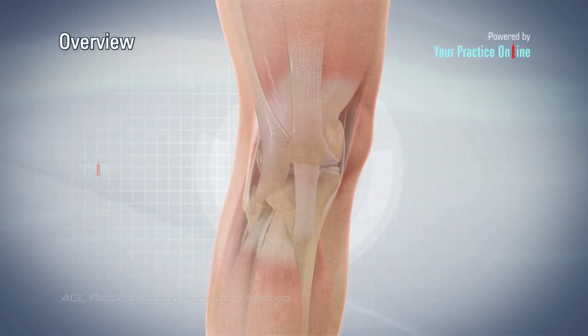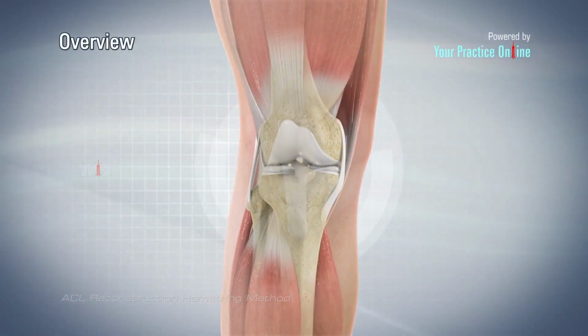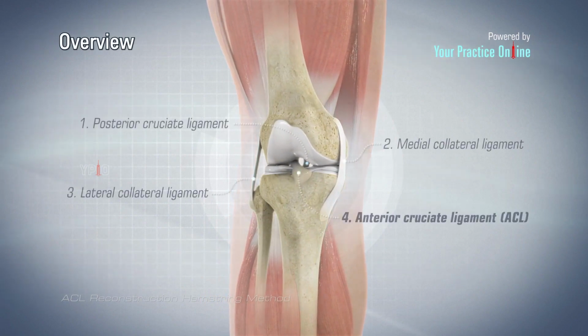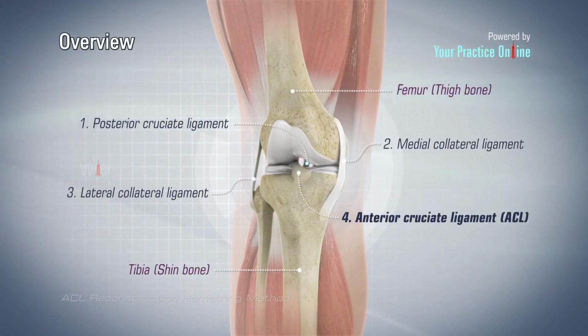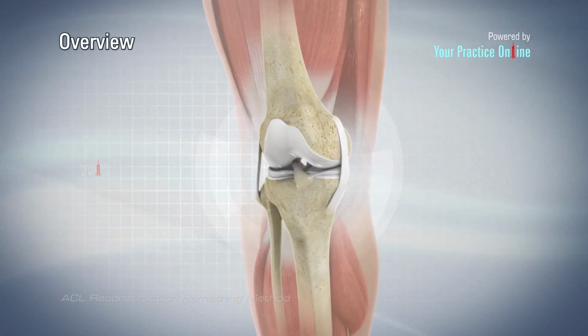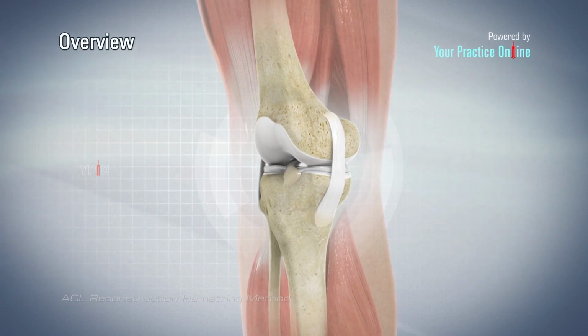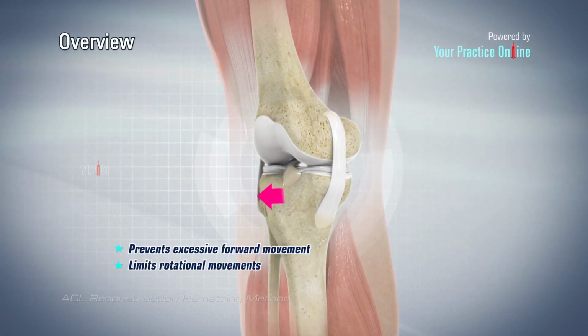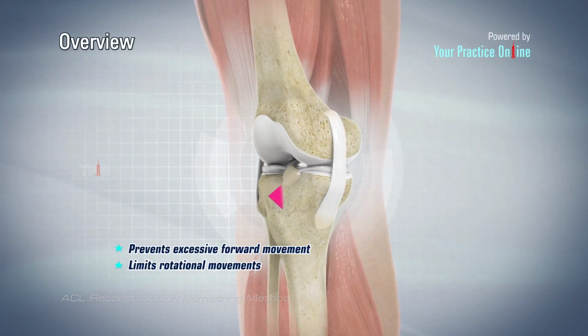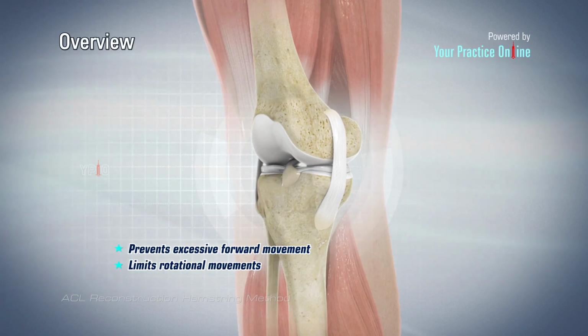Anterior cruciate ligament is one of the four major ligaments of the knee that connects the femur, thigh bone, to the tibia, shin bone, and helps stabilize your knee joint. Anterior cruciate ligament prevents excessive forward movement of the lower leg bone, the tibia, in relation to the thigh bone, the femur, as well as limits rotational movements of the knee.